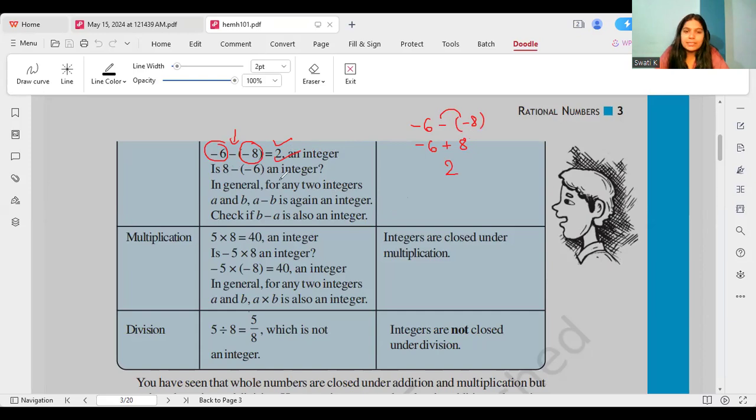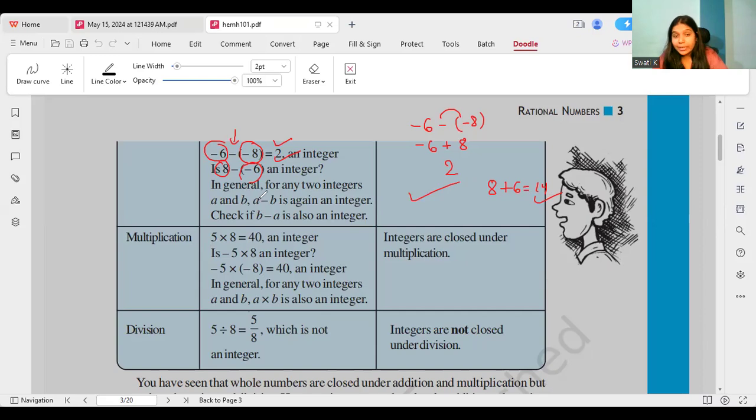Next, is 8 minus -6 an integer? Yes. 8 is an integer? Yes. -6 is an integer? Yes. They're getting subtracted? Yes. The answer will be an integer? Yes. How? Because minus minus will become plus. 8 plus 6 is 14 and 14 is an integer. So it is satisfying the closure property.